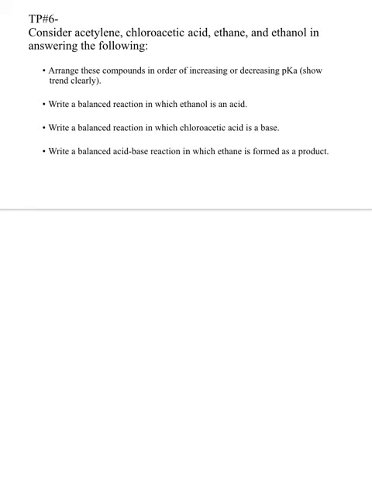Okay, in this problem it says, consider acetylene, chloroacetic acid, ethane, and ethanol in answering the following. Well, what's acetylene? Acetylene is your carbon-carbon triple bond. Chloroacetic acid is chloro. So we know what a chloro is. Acetic acid, that's 2 carbons. So this is acetic acid, and this carbon obviously needs 2 hydrogens. So that's chloroacetic acid.